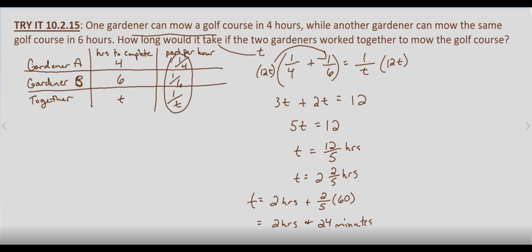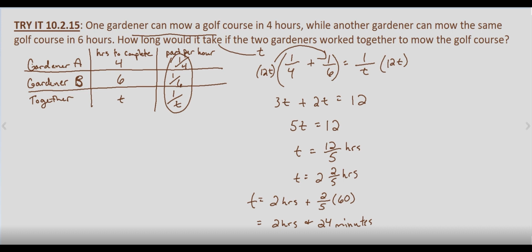So to check, we just look at, is this going to be reasonable? If they did it separately, they each did it one time, it would be 10 hours divided by 2 would be 5 hours. So it does make sense that this is going to end up being 2 hours and 24 minutes.